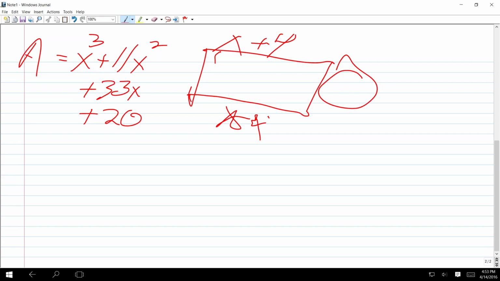So right. If I let this be z, then z times x plus 4 has to equal this polynomial. So if I want to know what z is, I'm going to take my polynomial and divide it by x plus 4. Right. So you're going to take the area and divide it by the length, the only dimension they gave us. Right. And that'll give us the other dimension.